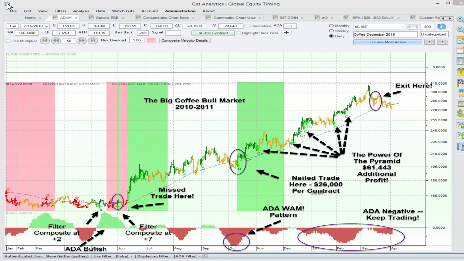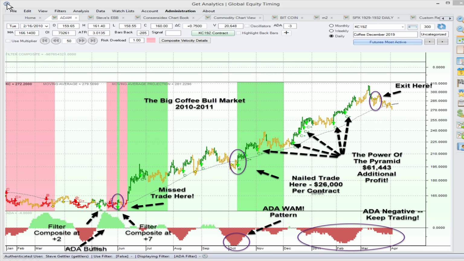Now, notice that the screen lights up green, which says ADA is bullish. It was green here. It said ADA was bullish. Red says it turned bearish. But we did not get any signals. Prices worked irregularly higher. We may or may not have taken some of these other trades, depending upon whether you were bullish based on other reasons than what you find in our global equity timing platform.